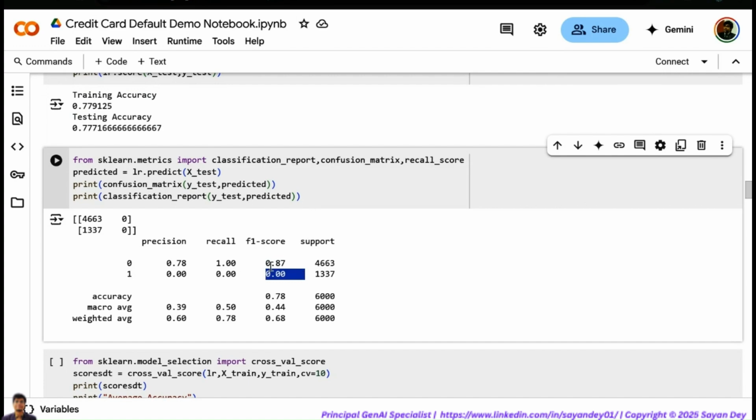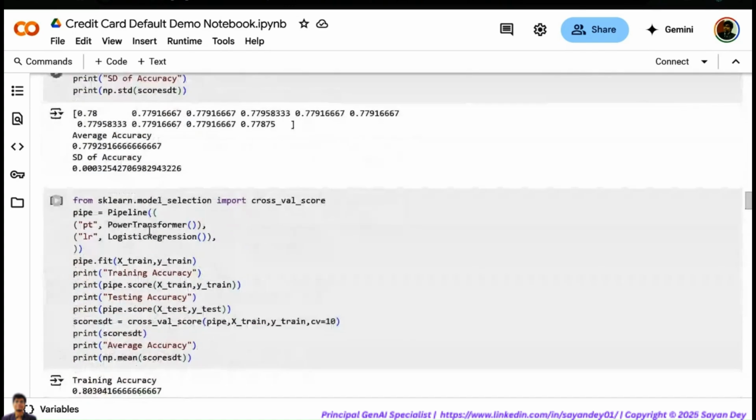And probably one of the reasons could be what some of the folks raised in the session. One of the reasons could be that we have a lesser number of records for the one class. We've got only 1337 records for the one class. So the data is highly imbalanced, due to which the model is finding it very difficult to understand the patterns for the one class.